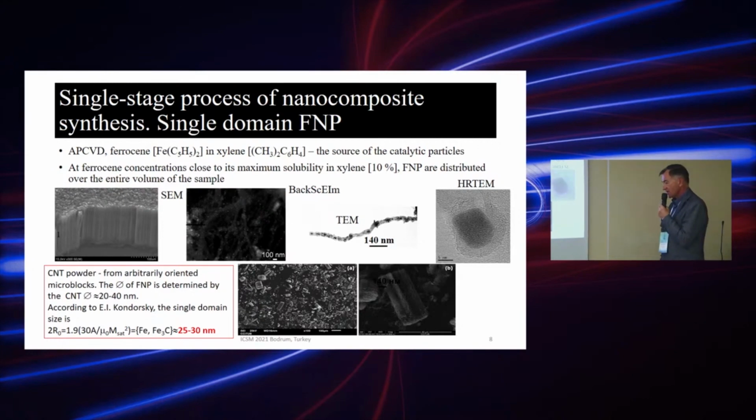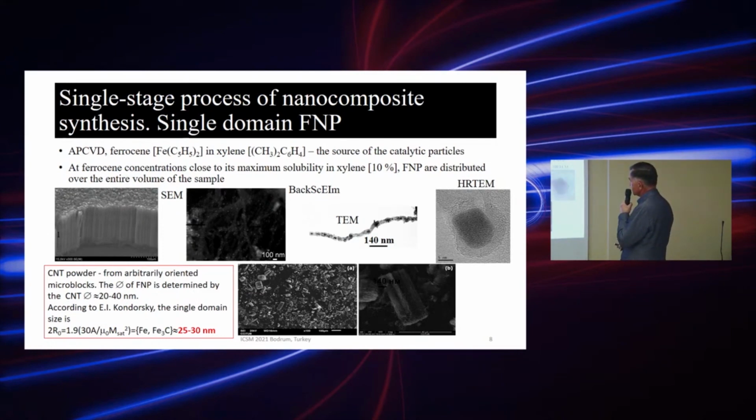So we inject in the reactor this solution and heat, and under some condition it is possible to grow on the silicon substrate, for example, the oriented massive of carbon nanotubes. This is seen image of this sample. So we use also the concentration of ferrocene 10%, which is close to its maximum solubility in xylene. In this case, it is well known from literature and also from our experiments.